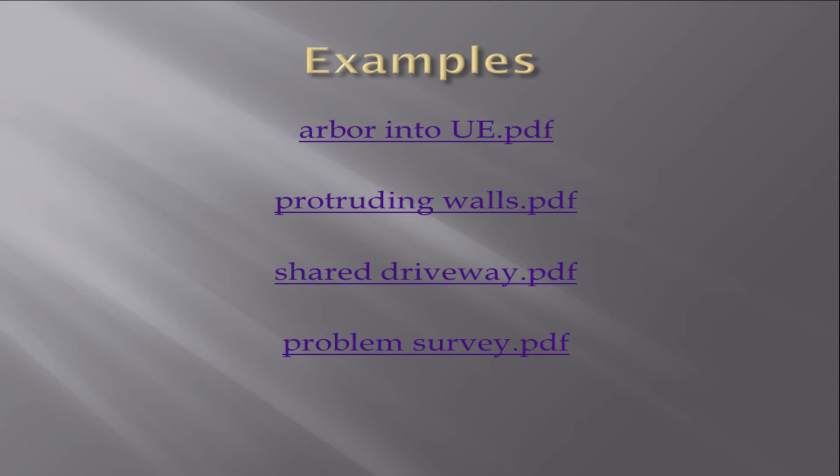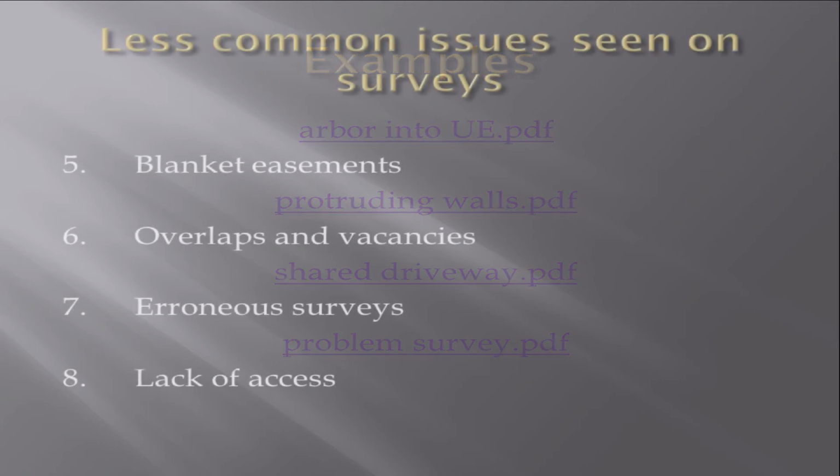It's certainly something to consider asking questions about and maybe dealing with it through affirmative insurance, the T19.1, for example, or a boundary agreement, or maybe something else. But by asking questions, you can determine whether these people are at war over this issue or not. Very often they're not, and you can solve it other ways. We have less common issues seen on surveys. Blanket easements, we can talk about overlaps and vacancies, erroneous surveys, lack of access.